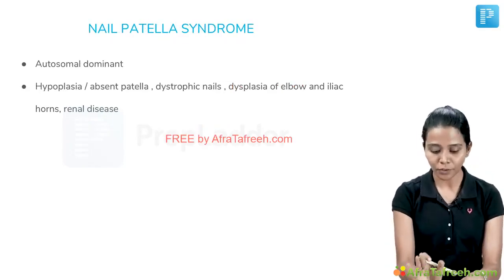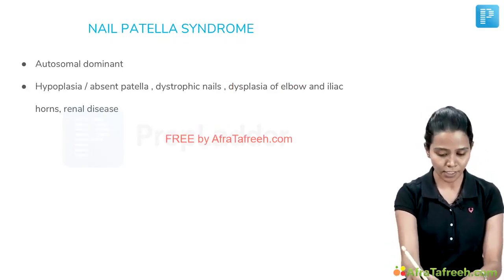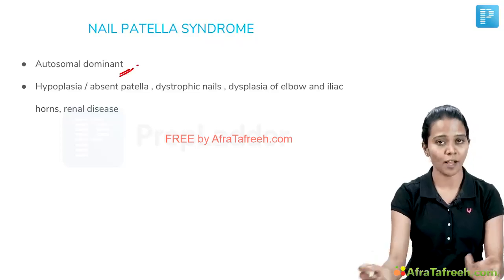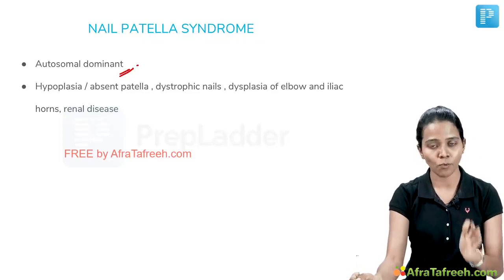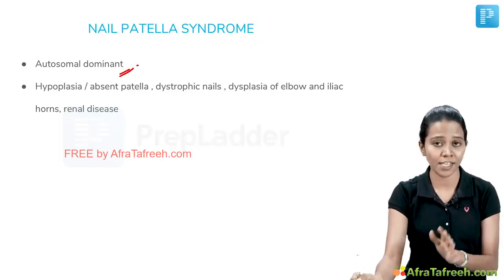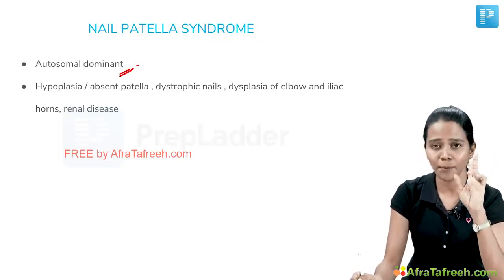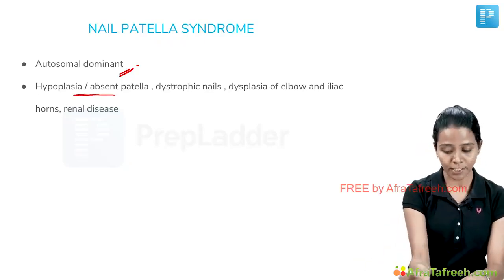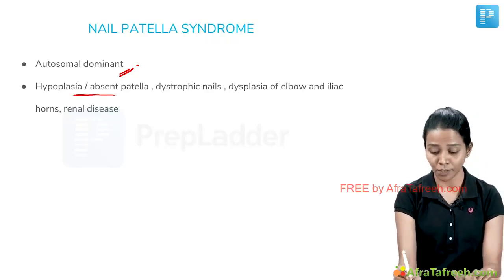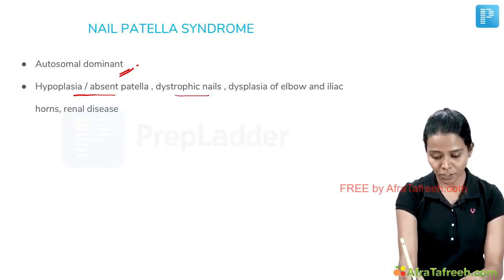Now, next coming to nail patella syndrome. Nail patella syndrome is autosomal dominant. Fabry was an X-linked disease. Nail patella is autosomal dominant. The name itself says that there is going to be a nail problem and a patellar problem. So what are the patellar problems? There is going to be hypoplasia or absent patella. Okay, the nails are going to be dystrophic.